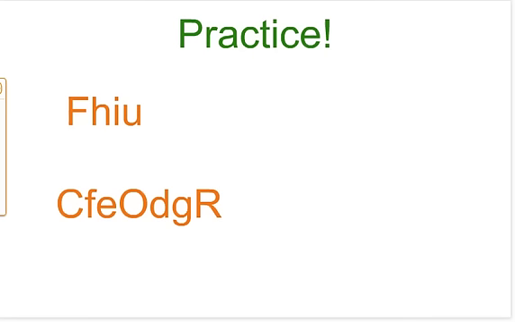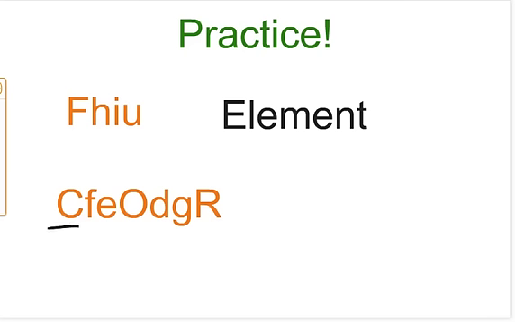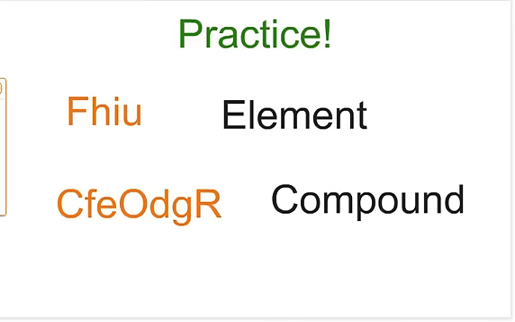Let's practice. We have a crazy mess right here. We need to decide if it's an element or a compound. The F is capitalized. The H is not, the I is not, and the U is not. So that top one is just an element because it only has one capital letter. This one at the bottom, the C is capitalized, but the F is not and the E is not, but the O is. The D and G are not, but the R is. So it has two or more capital letters, so it's a compound.